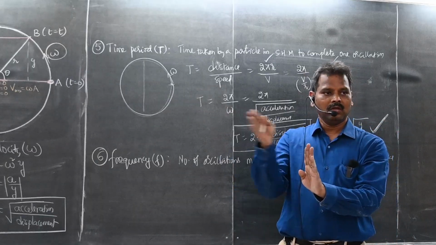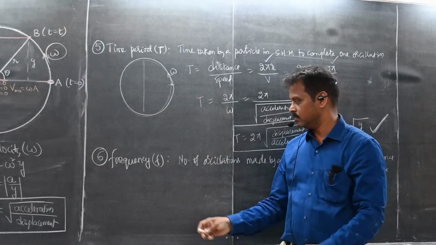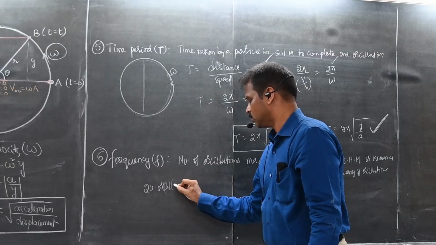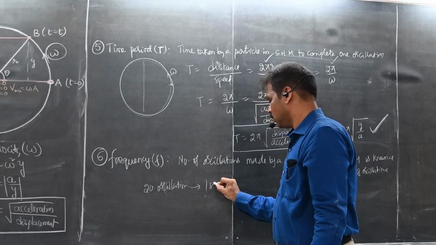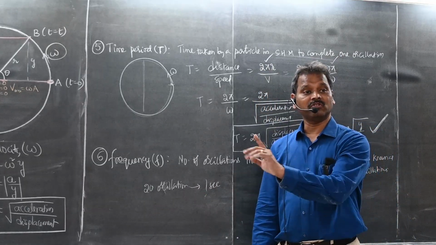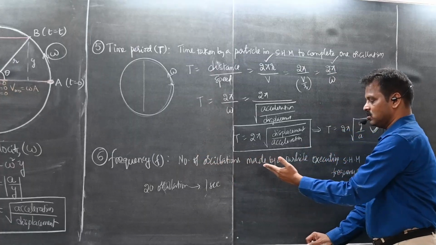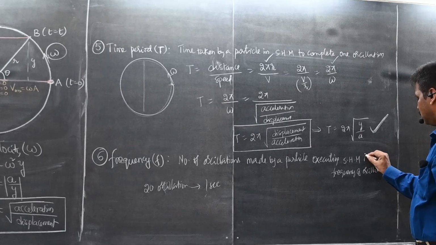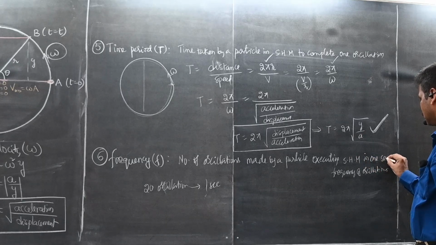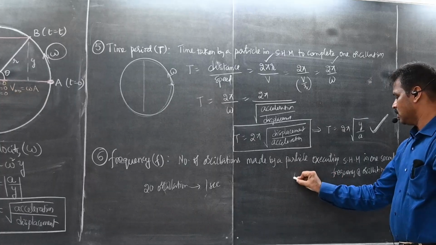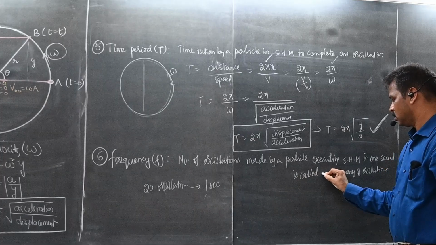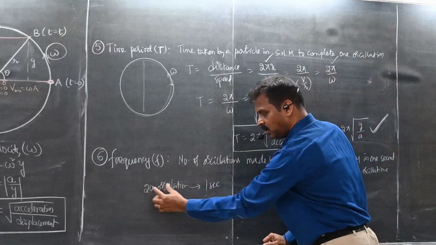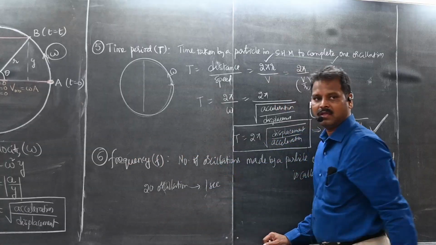How to find frequency? Let us say a particle is making 20 oscillations per second. 20 oscillations in 1 second. That's it. The number of oscillations made by a particle executing SHM in 1 second is called the frequency of oscillation. So here, what is the frequency? 20. Frequency is just a number.